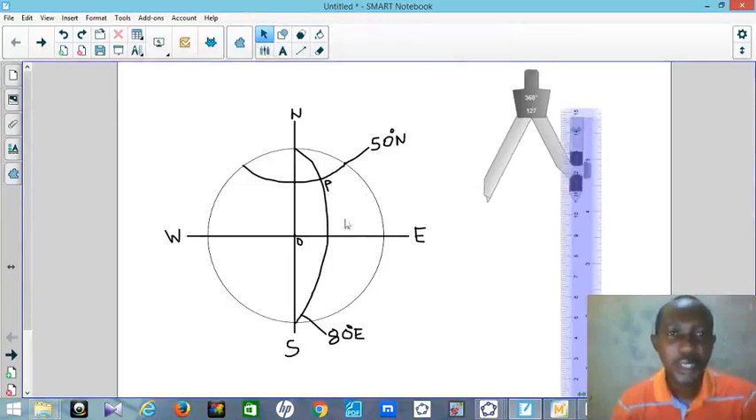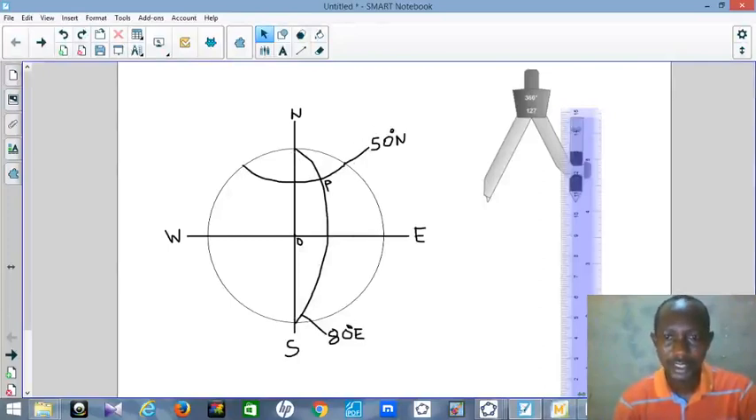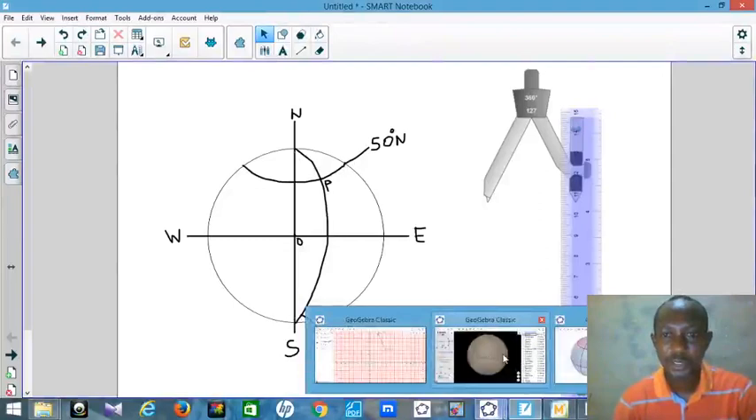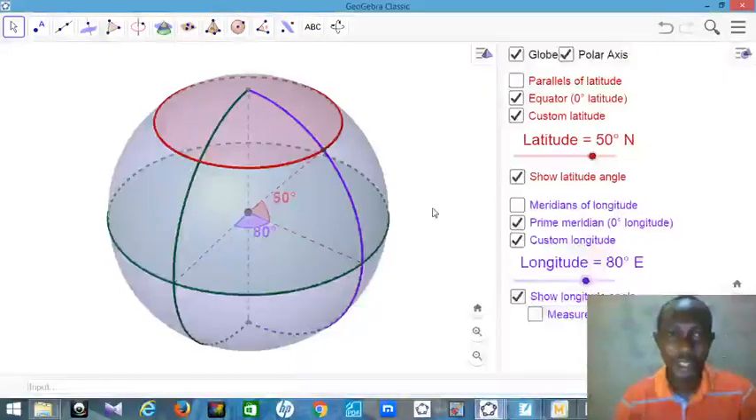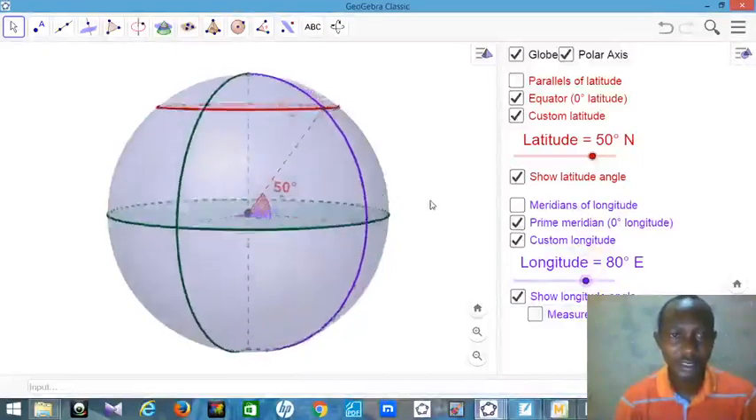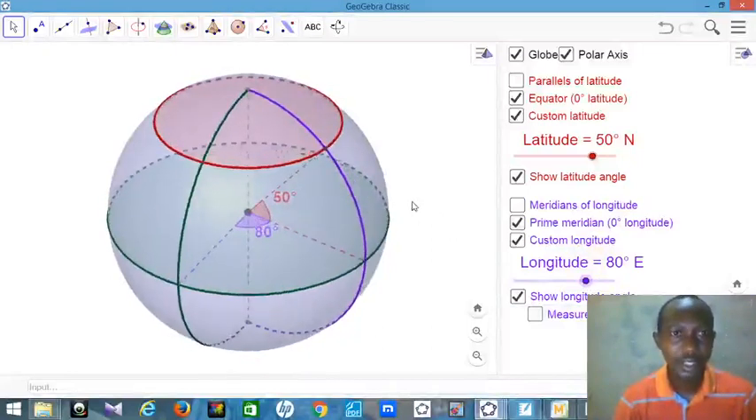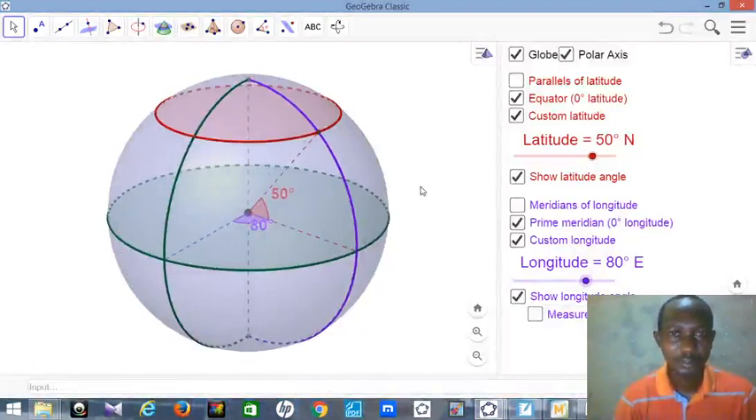So I've located point P. Point P is 50 degree north. You can see the line. You just make it down. Then 80 degree east, you can see it. Make it down. Then you label it. With this label, the teacher will understand. Since you cannot submit software like this in the exam, we just need this for easy understanding of the topic.